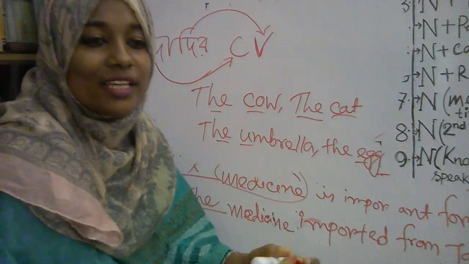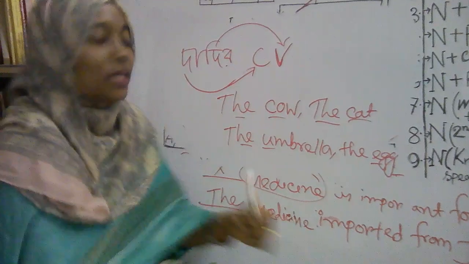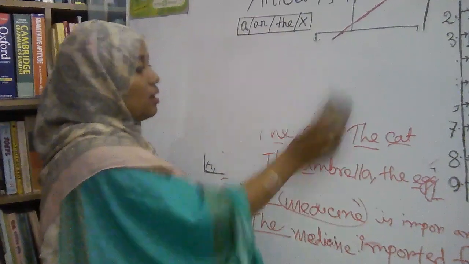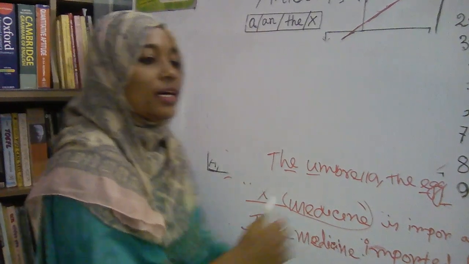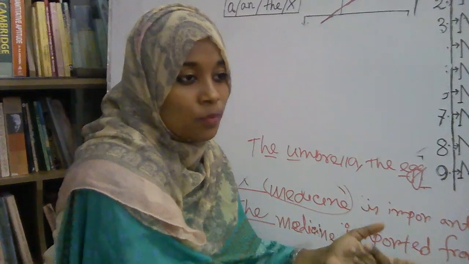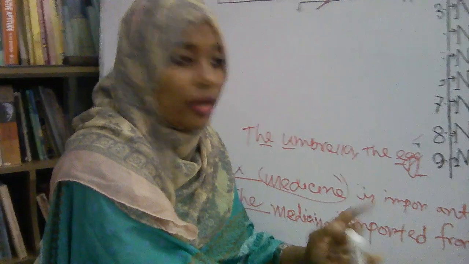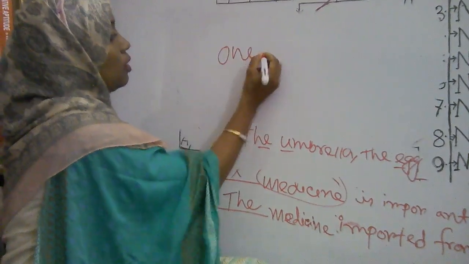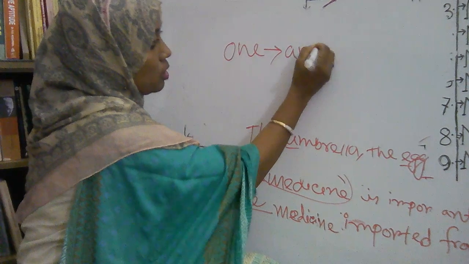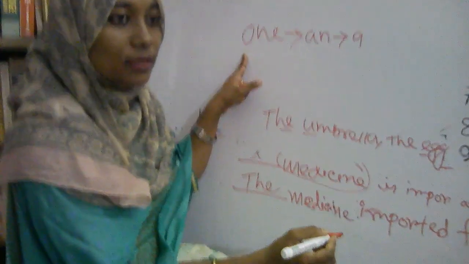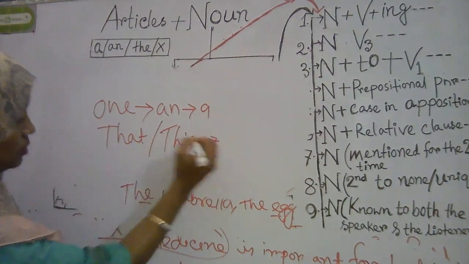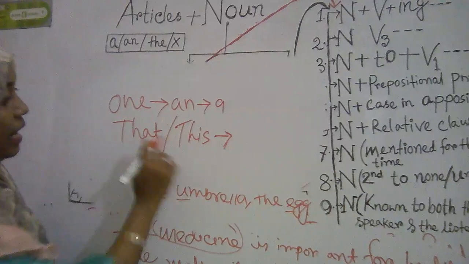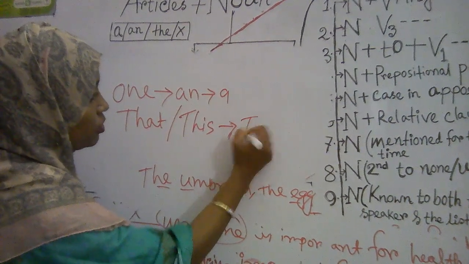Do you know the origin of articles? Actually, A and AN are the shortest form of One. Where can we use one? There only, we use a or an. It means the an and a are originated from one, and this, that, and these are the origin of the.